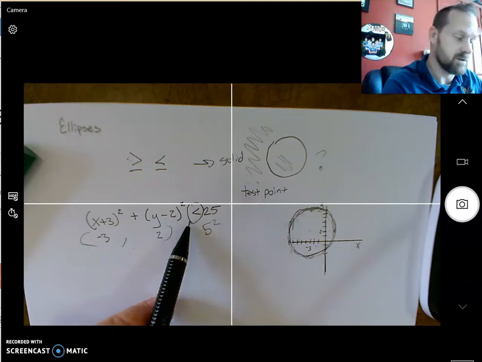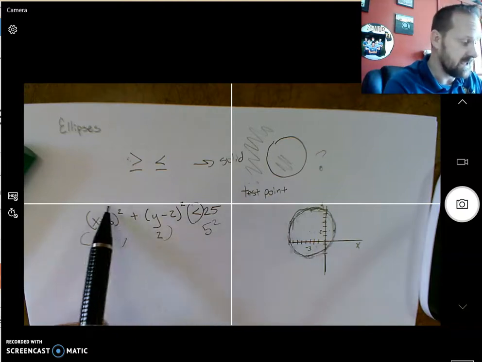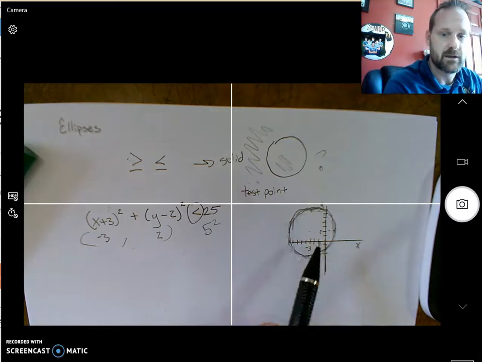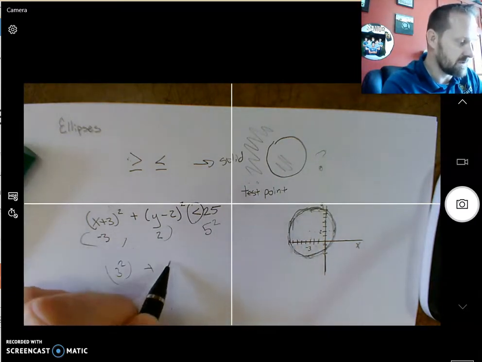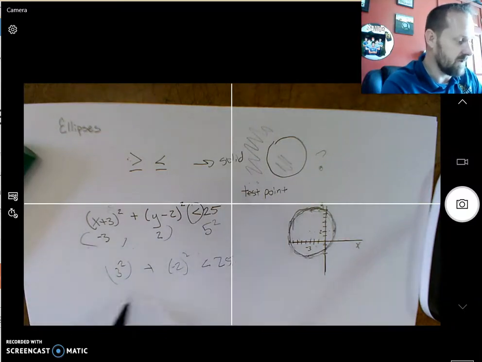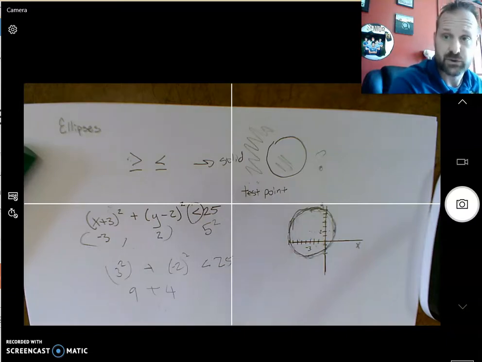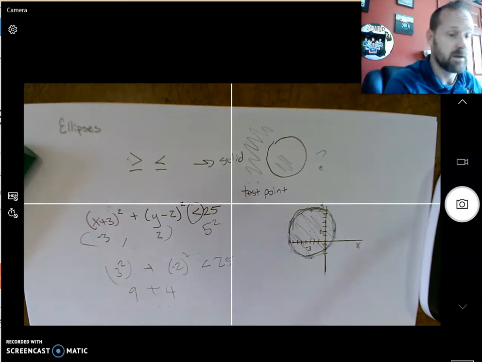Now what side to shade on? Well, a nice test point is always 0, 0. 0, 0 is a great test point. It's less than. This is saying all boundary less than this, so you kind of already know it's going to be inside. But you can always test a point, 0 in there, so that's going to be 3 squared, plus 0 minus 2, so that would be -2 squared, is less than 25, so that would be 9 plus 4. Is 9 plus 4 less than 25? That is true, so then you shade the region that makes it true. Booyah.